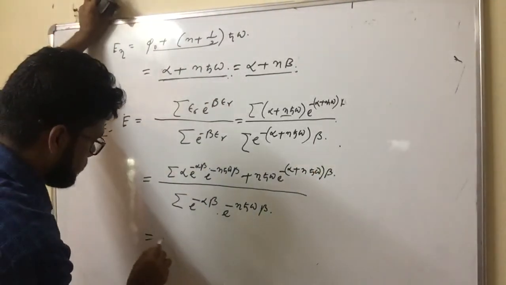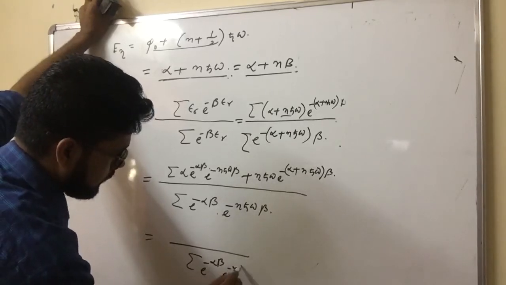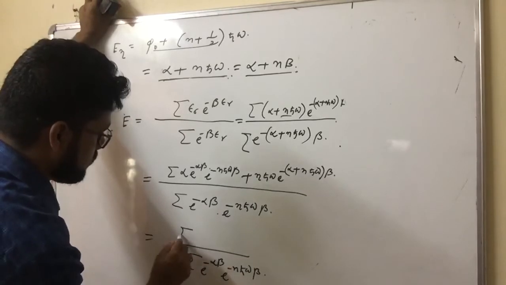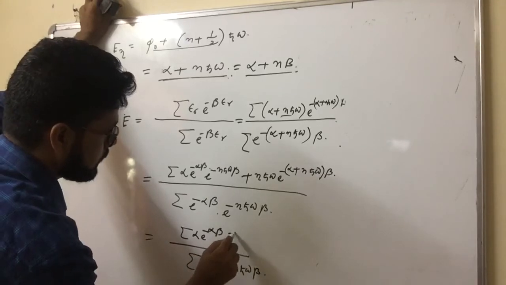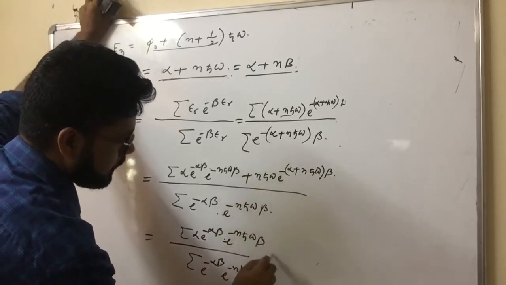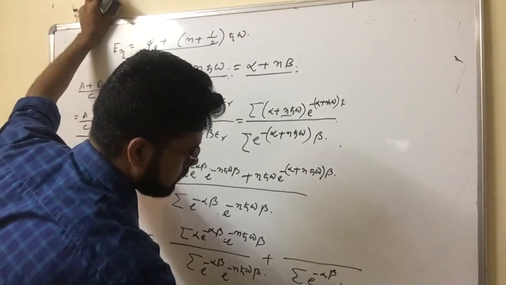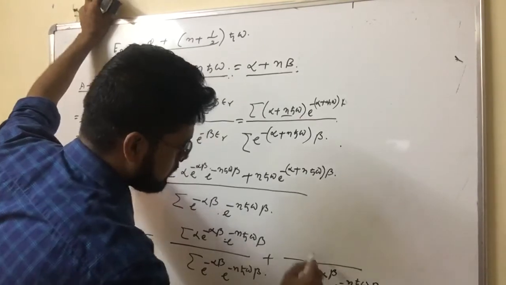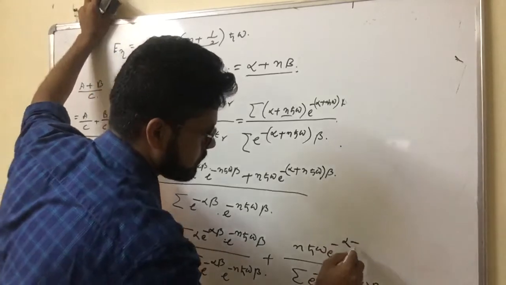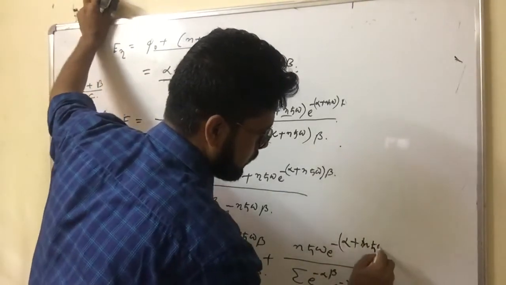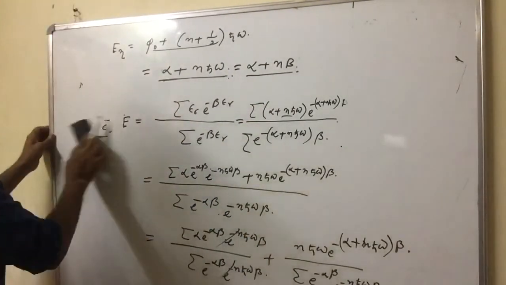So it will be the sum of e to the power minus alpha beta, e to the power minus n is cos omega beta. Then it will be alpha e to the power minus alpha, same, I am putting alpha beta, e to the power minus n is cos omega beta, plus summation e to the power minus alpha beta e to the power minus n is cos omega beta. Then it will be n is cos omega beta e to the power minus alpha plus n is cos omega beta. Okay, this part will cancel out. So finally we are getting what?